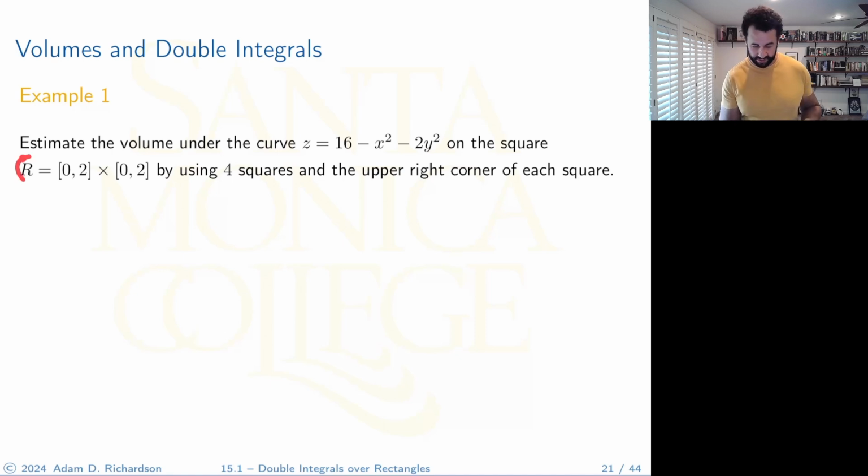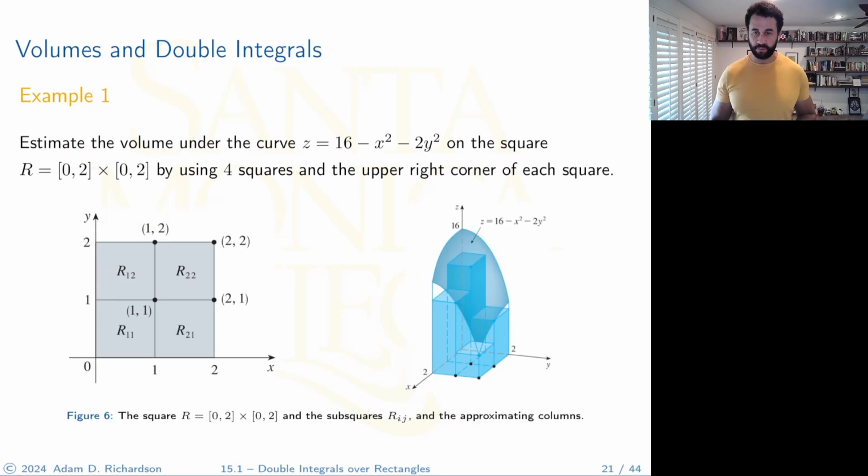All right, so here is our rectangle. We're going to cut it up into 4 subsquares, and then we're going to pick the upper right corner of each square. So pictorially, this is what it looks like. Here is [0, 2] cross [0, 2]. We are going to cut it up into 4 equal-sized subsquares. This is the subsquare R11, R12, R21, R22. So we can find the area of each one of these. It's going to be the same area.